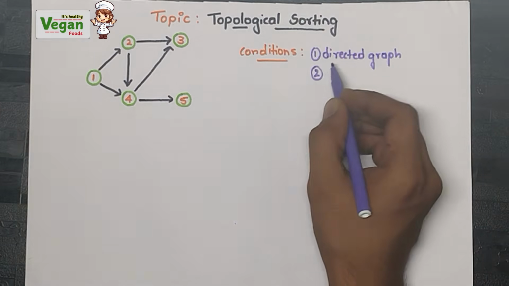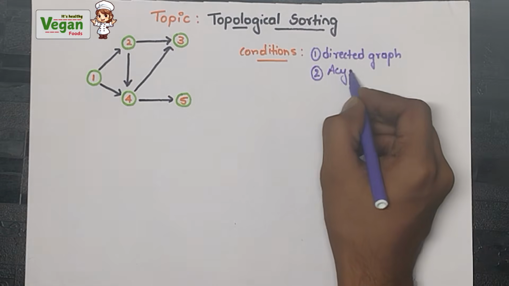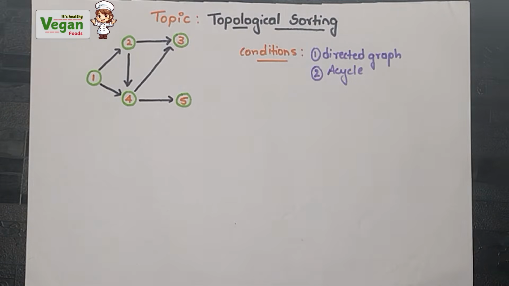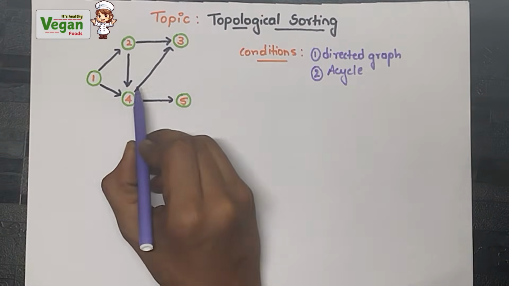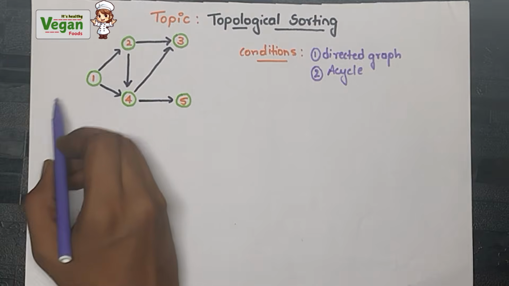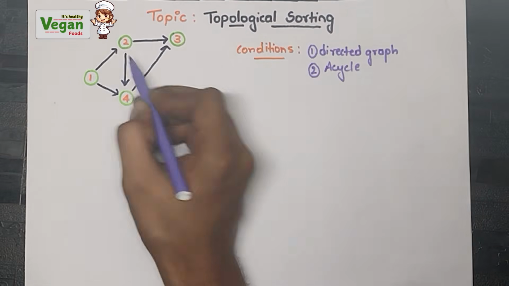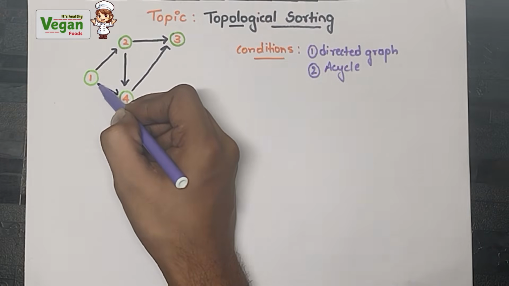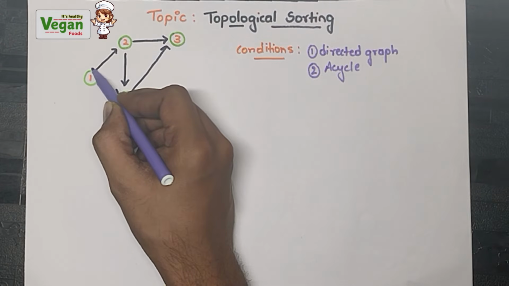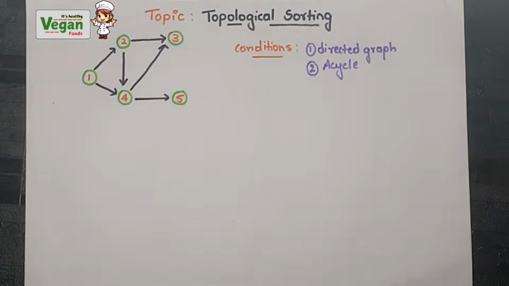Next, the second one is acyclic. What is acyclic? There must be no cycle formation in the graph. In this given graph there is no cycle. How? If we consider starting from 1, it went to 2 and then to 4. From 4 it is not going back to 1, so it is not going back to the point where it started. So we can call it an acyclic graph.